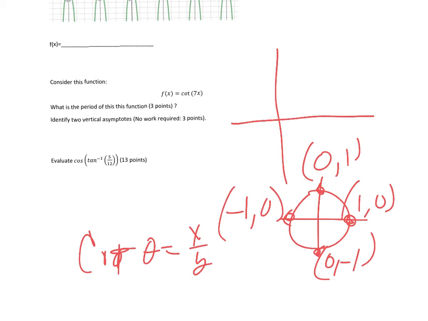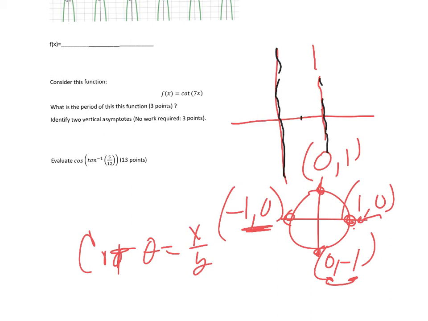And we see that 0 divided by 1 is 0. But 1 divided by 0 is undefined. So there's a vertical asymptote when the angle's 0. There's another vertical asymptote over here at pi. So we know that vertical asymptotes are here. There's also another vertical asymptote right here at x equals 0.